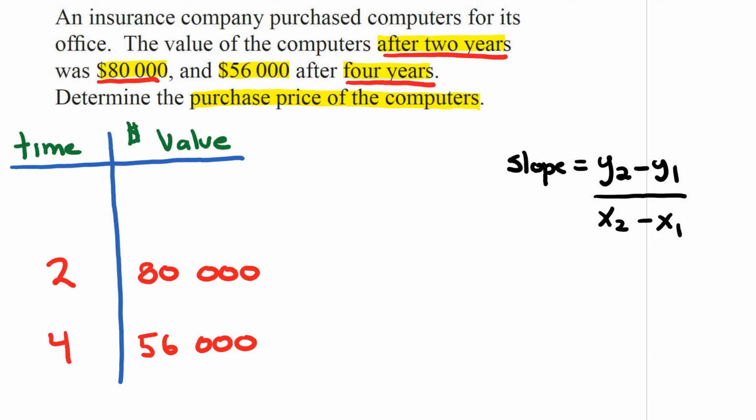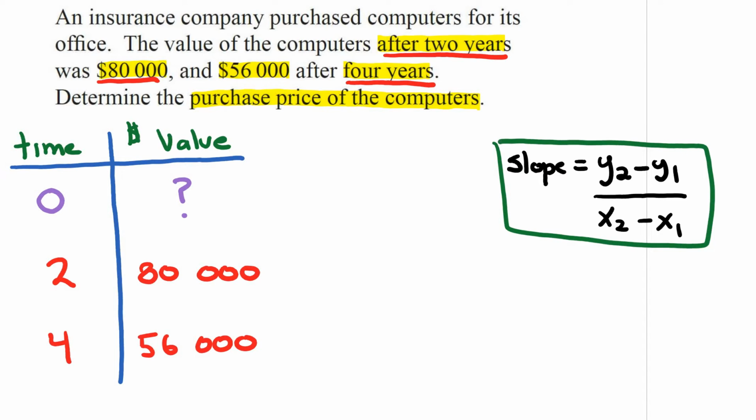If I want to find the purchase price of the computers, I'm pretty much asking, when time is 0, what is the dollar value of those computers? That's the purchase price. Over here on the right-hand side, I have my slope formula set up, so let's go ahead and find the slope.